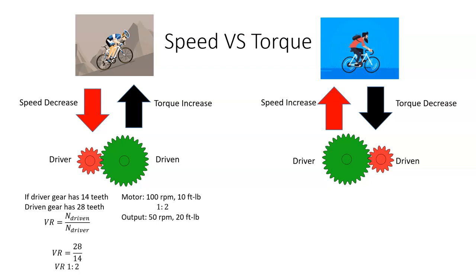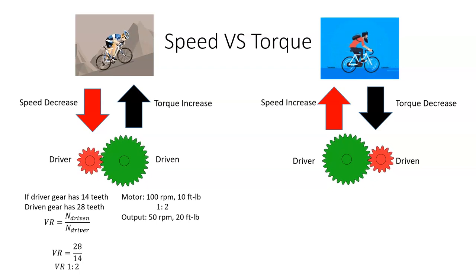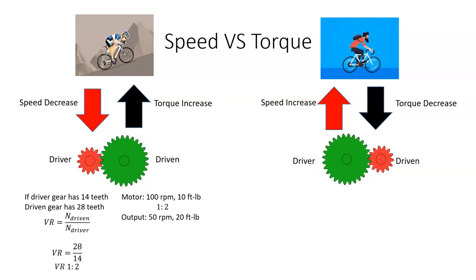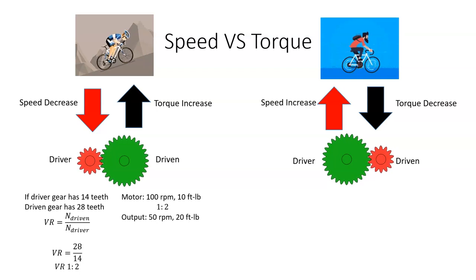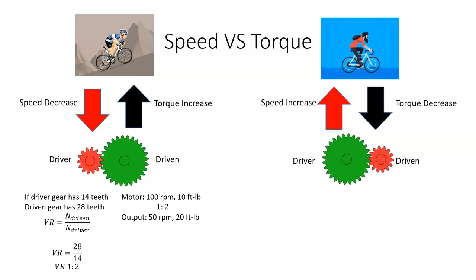So if we had a motor that was 100 RPM at 10 foot-pounds of torque with this sort of system, that is the driver hooked up to that smaller gear, you'd end up with 50 RPM and 20 foot-pounds of torque.